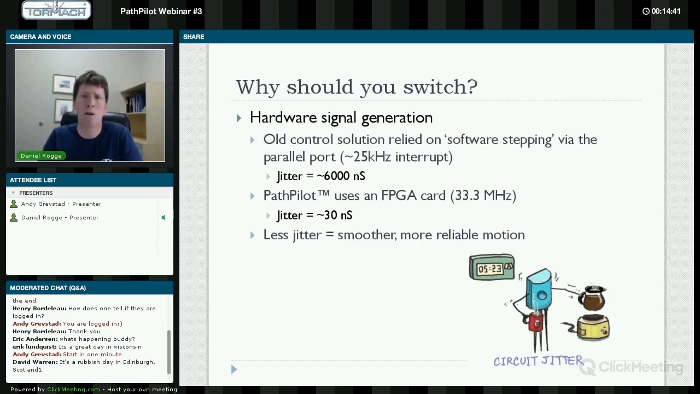But with PathPilot, we've offloaded that signal generation to a PCI card with an FPGA chip on it. And the result is the interrupt frequency is much, much higher. Jitter is orders of magnitude lower. And what that means for you is smoother, more reliable motion. You can envision, you actually hear it in the motors. It sounds different when you're running a mill under PathPilot.